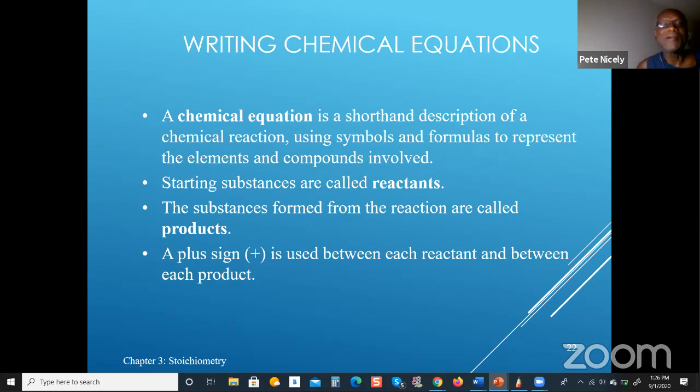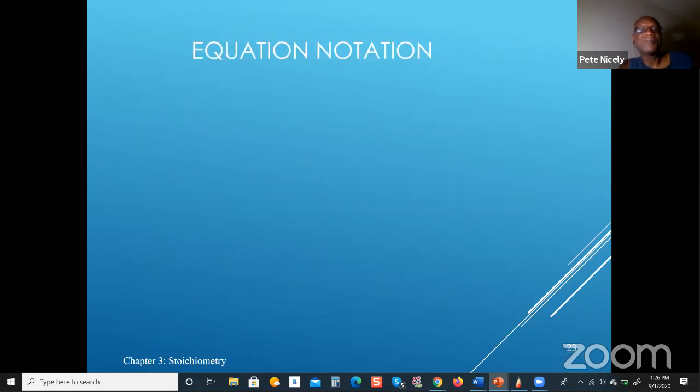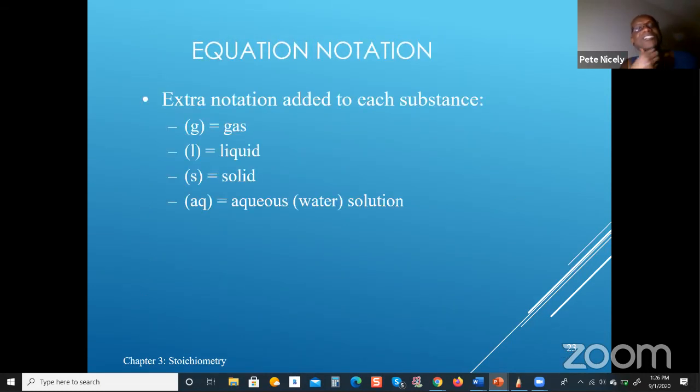I mentioned before that the reactants are on the left and the products are on the right. And in a balanced equation, we separate them using plus signs. And then, of course, we use arrows to point to where the products are formed. And what else? Some other notations that you'll encounter when you're writing an equation or when you see an equation.